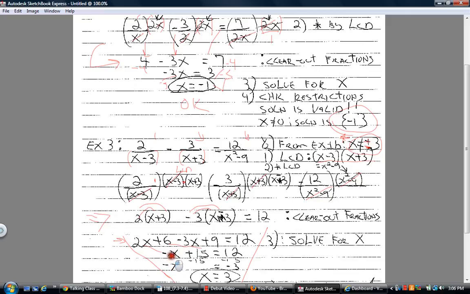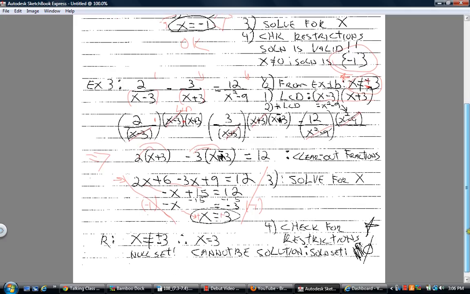Solve for, isolate negative x, minus 15 on both sides. I got negative x equals negative 3. And finally, multiply or divide by negative 1 on both sides. Negative times a negative produces a positive x. Negative times a negative is a positive 3. Now you do all that work.